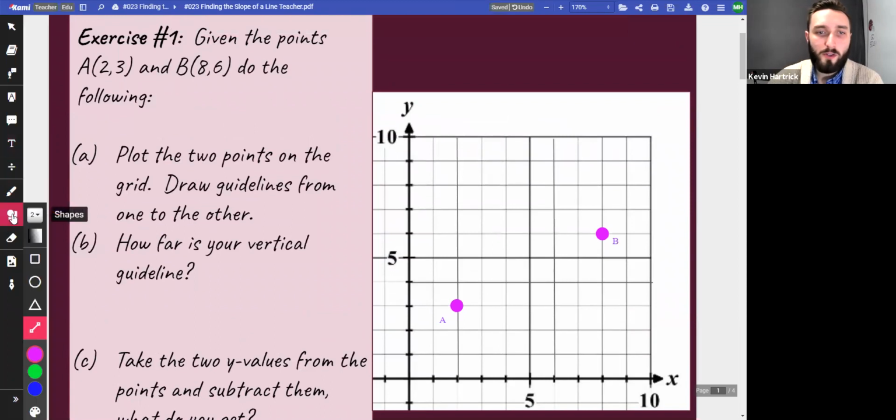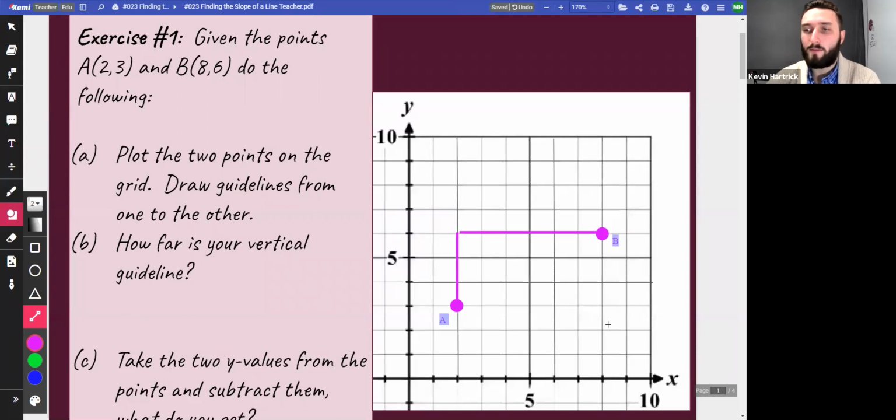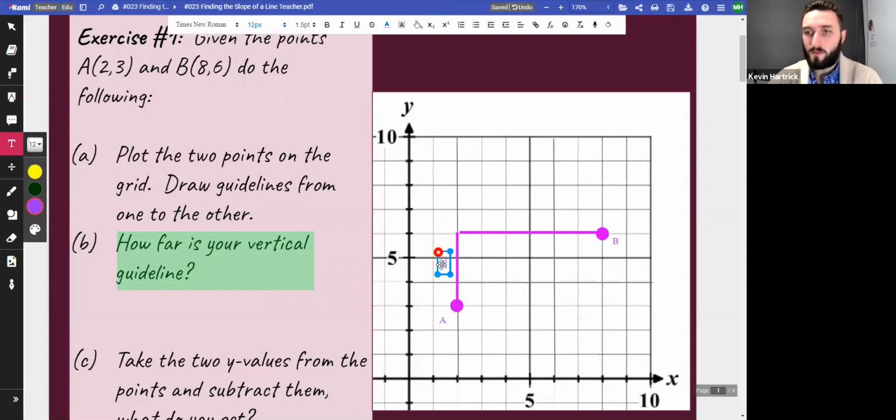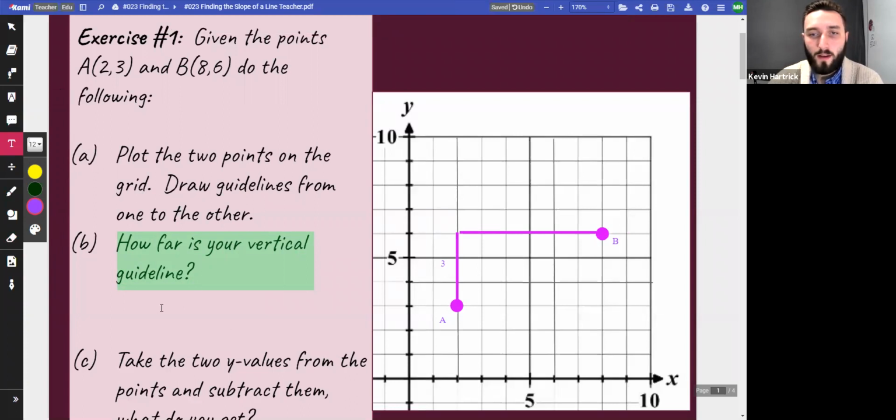Okay. So they want us to draw our guidelines, our roadmap to get from A to B. So if I'm starting at A, because I always start left to right, right? So A is furthest to the left. I'm going to go up and then right to get from one to the next, correct? So let's figure out how far our vertical guideline is. So we're on B now. It says, how long is your vertical guideline? Vertical is the up and down, right? So let's figure out how long this is. Looks like 1, 2, 3 boxes. So this is 3.